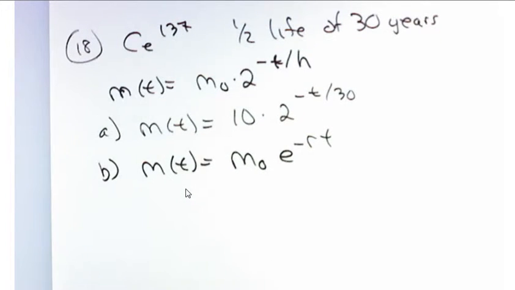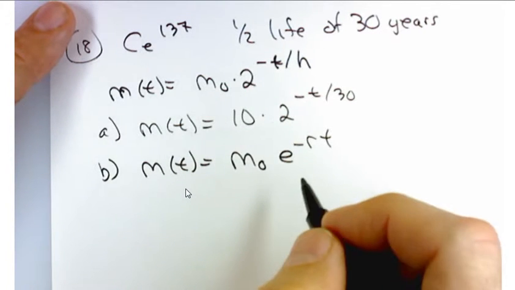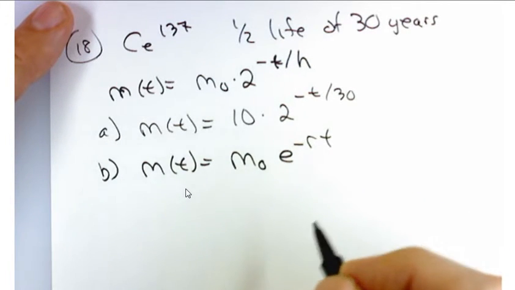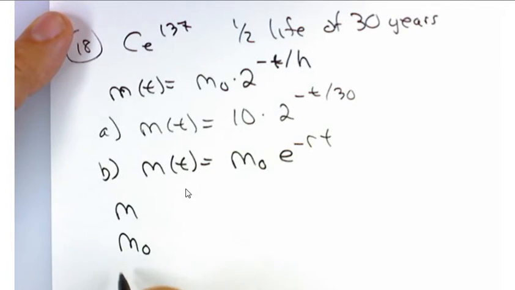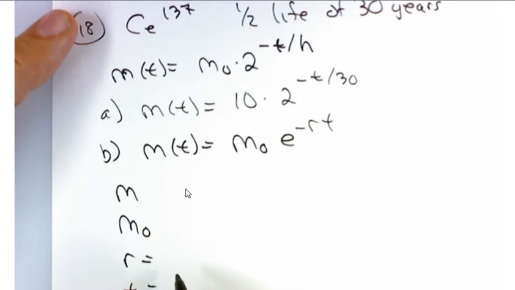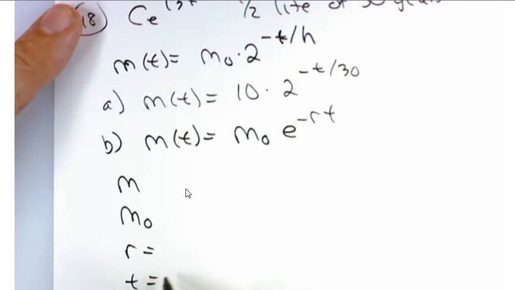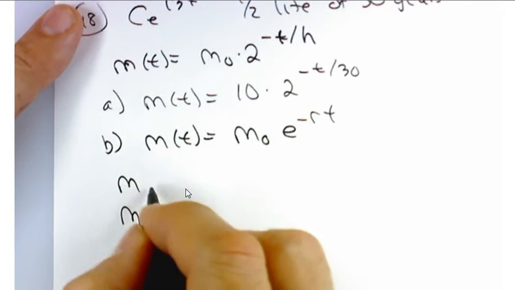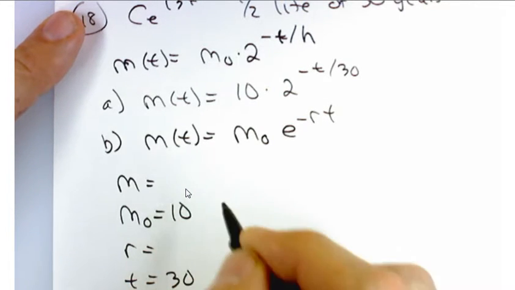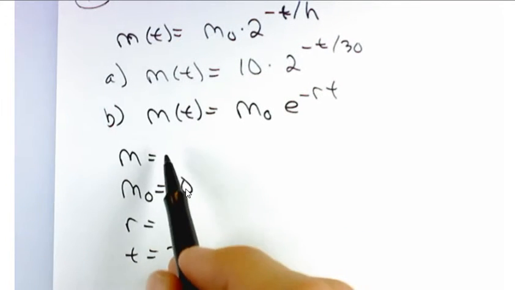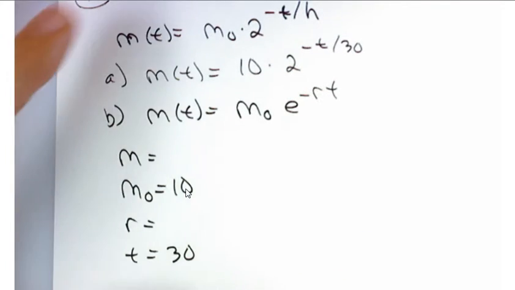Well, let's think about what we know. Well, we don't know what M is. We don't even know what M sub 0 is. We don't know what R is. We know that T is, what, 30 years? Yeah, actually M sub 0 is 10. All right, good. M sub 0 is 10. Now, after 30 years, what would M be? M would be 5. So let's put that in and see if we can't solve for R in our model.